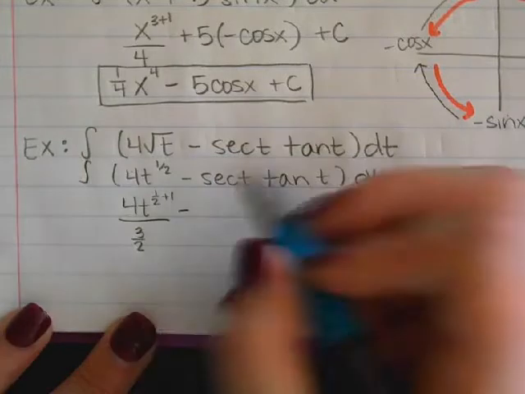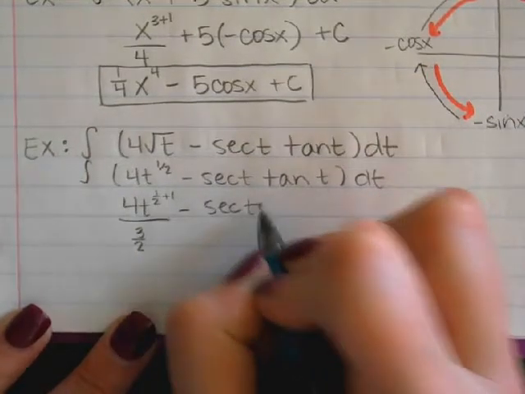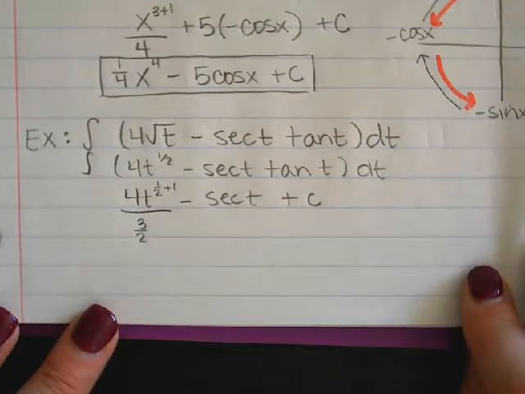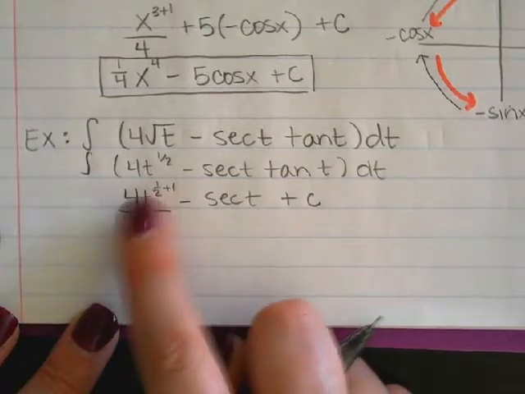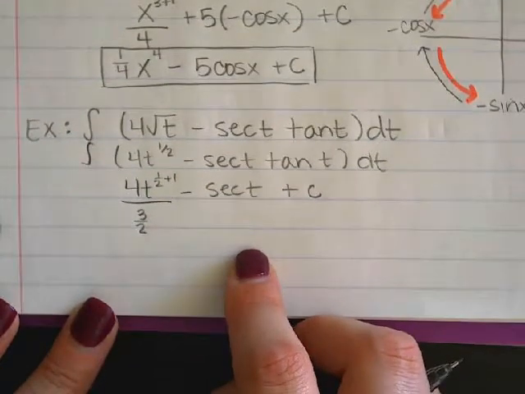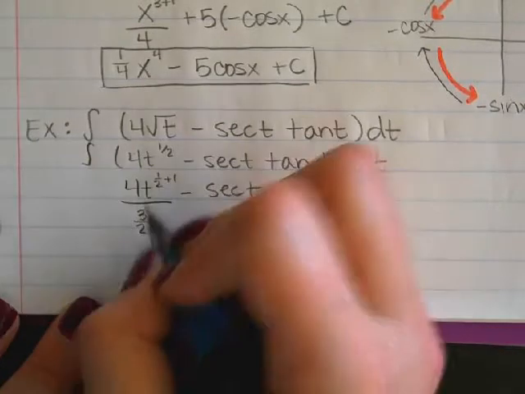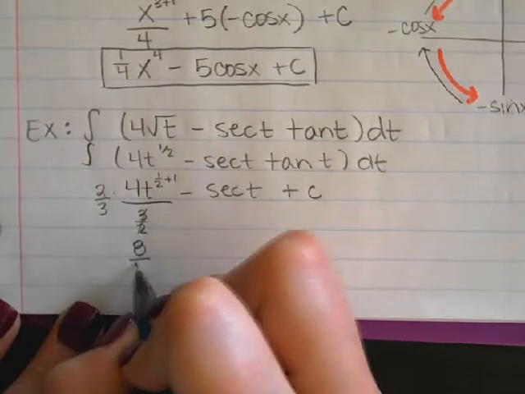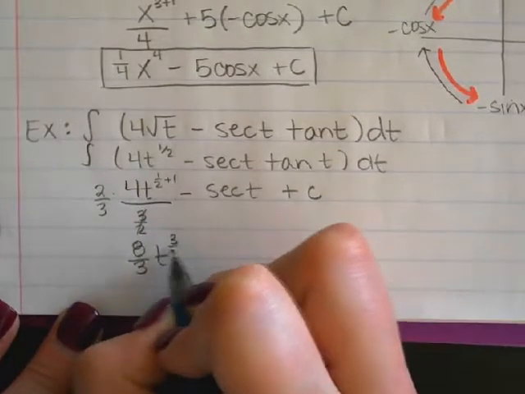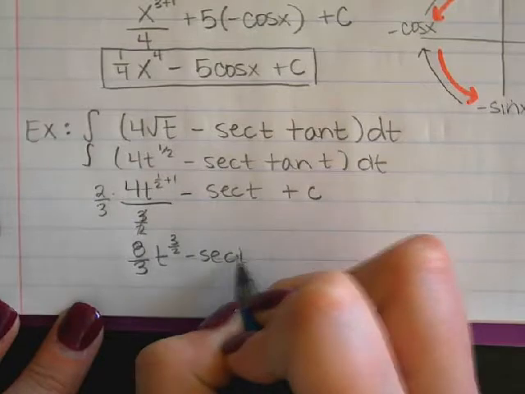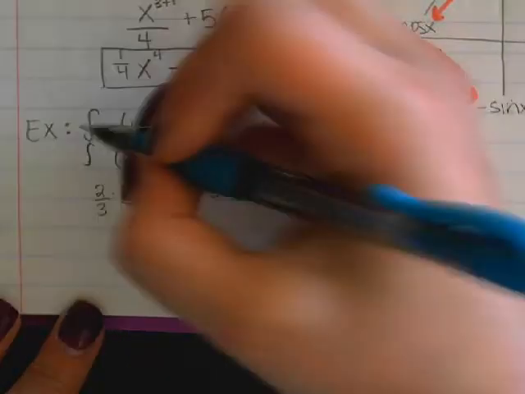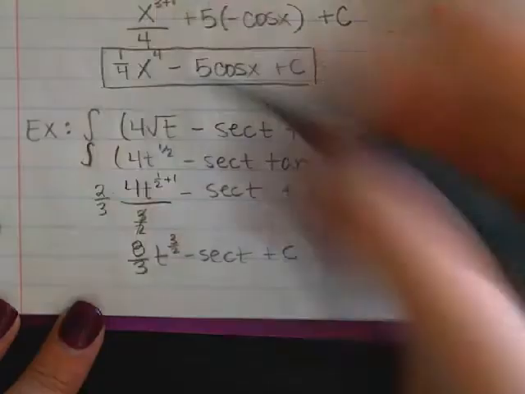Secant. It's just secant. It's easier if you have secant x, tan x. It gets your brain better. So what do I do with this to make that look nicer? So 8/3 t to the 3/2. It's a little bit nicer. Okay. Yep, got the plus c so we don't kill a hedgehog.